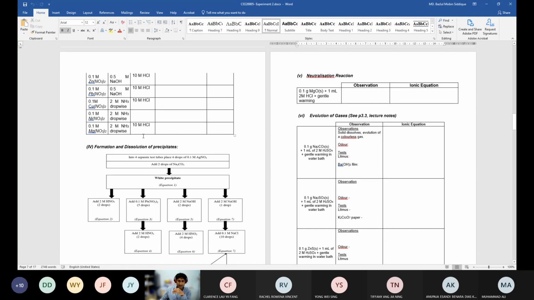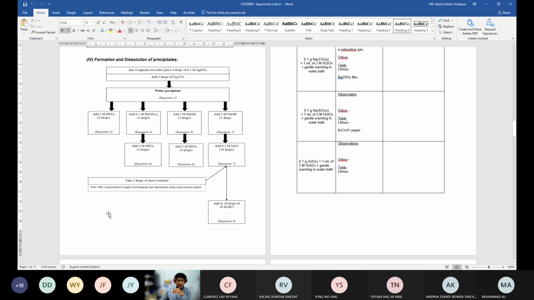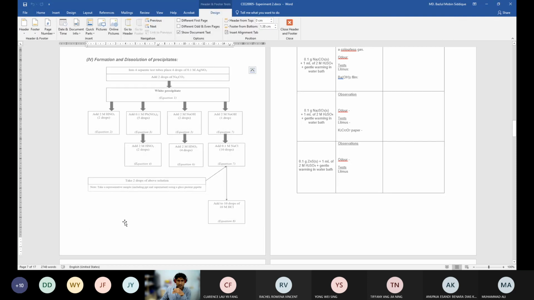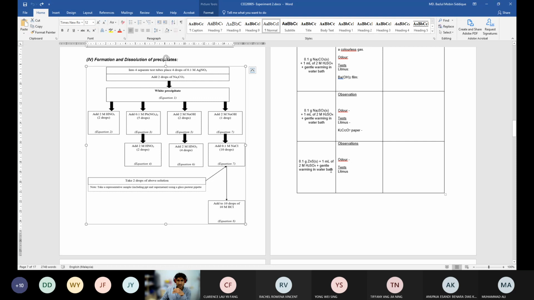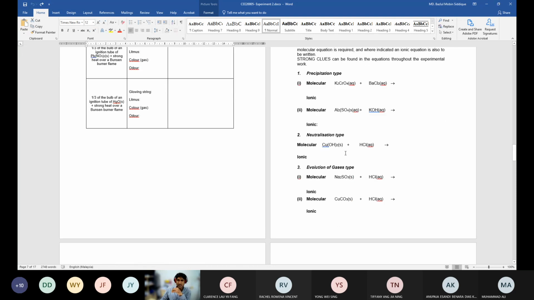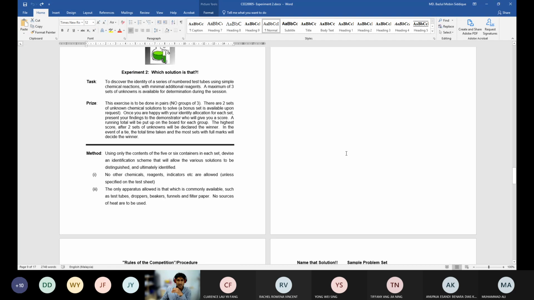The discussion for this table is here, and you can write the equation, what ions are involved in that equation, how or why the precipitation occurred, and why precipitation did not occur. All those things you can put just beneath this table. Same thing goes here as well.